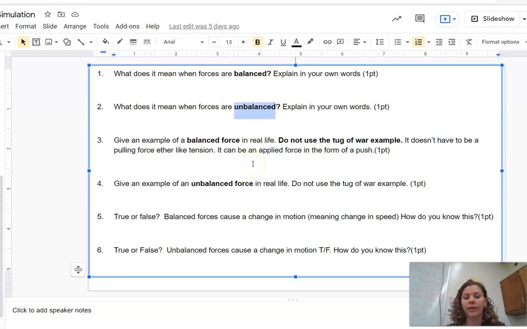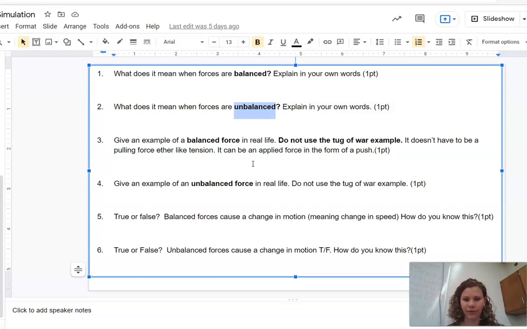Give an example of a balanced force in real life. Do not use tug of war. First thing that comes to mind, something that's similar to tug of war, is arm wrestling. So if you have 2 people of equal strength and no one's winning at the arm wrestling contest, you could use that as an example of a balanced force. Some people mentioned a car when you put on cruise control. I don't know if you are familiar with that option, but there's a button you can press where your speed stays the same. So another example of a balanced force. Remember, there are two situations: constant speed, or objects at rest.